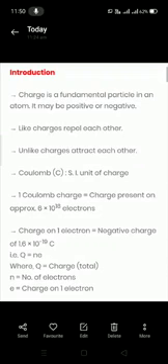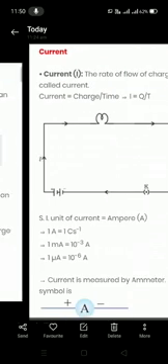Charge symbol is capital letter Q. Its SI unit is coulomb, which is indicated with the capital letter C. And 1 coulomb of charge means the charge present in approximately 6 into 10 power 18 electrons, and the charge on a single electron is nothing but minus 1.6 into 10 power minus 19 coulombs. And the formula of total charge: capital Q equal to N into E. N is the number of electrons and E is the charge on one electron.